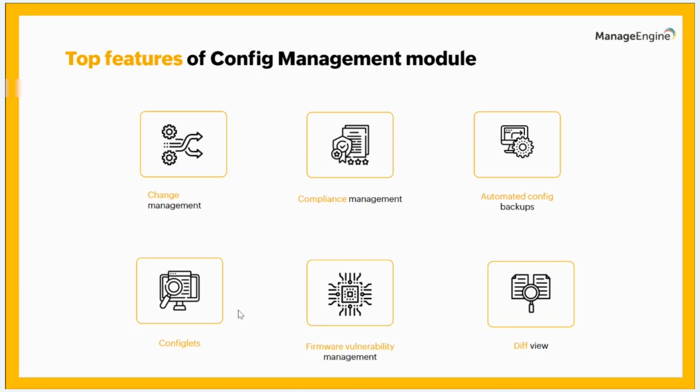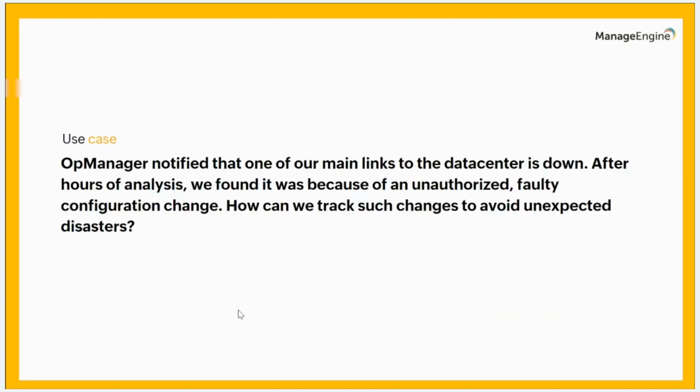We'll move on to the use cases. Here's the first use case for this module. OpManager notified that one of our main links to the data center is down. After hours of analysis, we found it was because of an unauthorized faulty configuration change. How can we track such changes to avoid unexpected disasters?